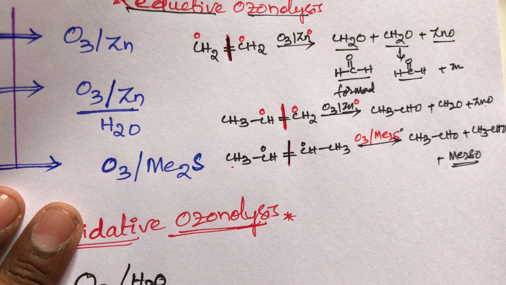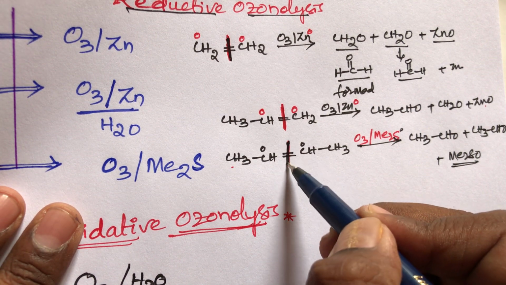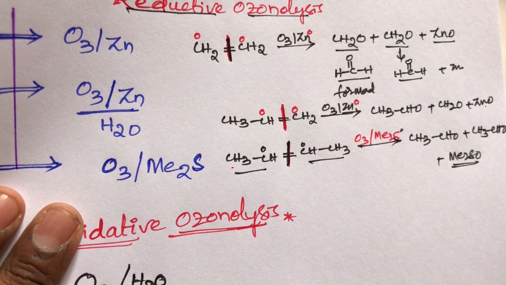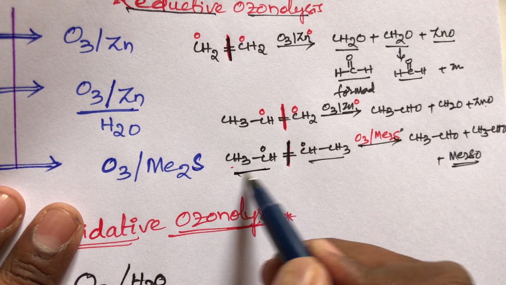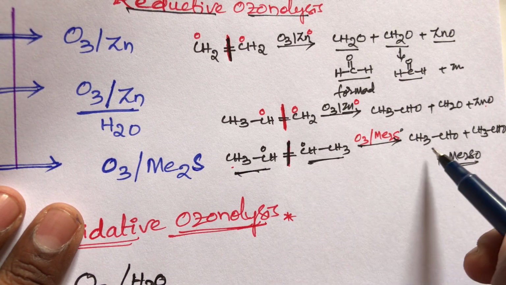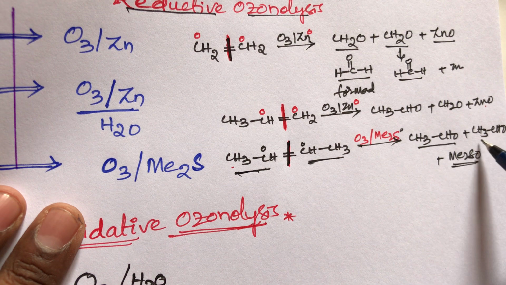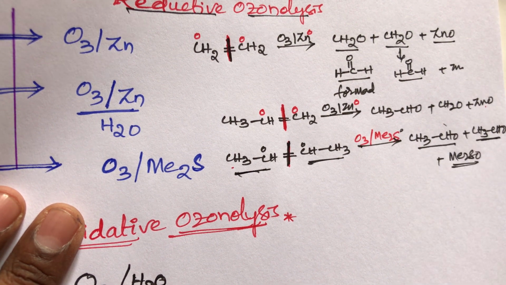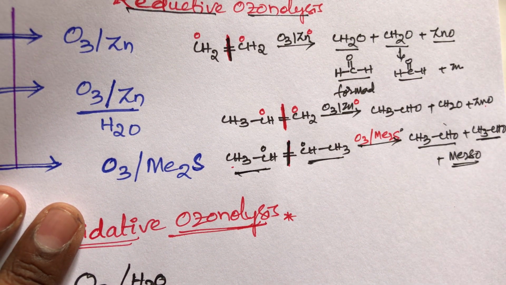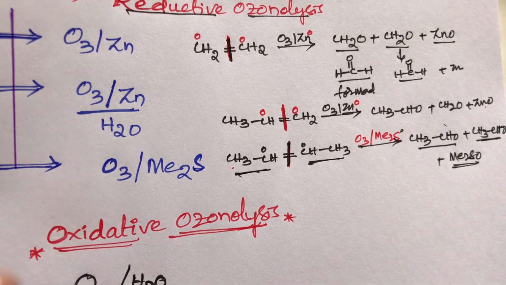It is a symmetrical alkene. In a symmetrical alkene, bond cleavage gives the same type of product, so only one type of product will be produced. It is a simple trick, student. This is the reductive ozonolysis, which is only a one-step reaction.